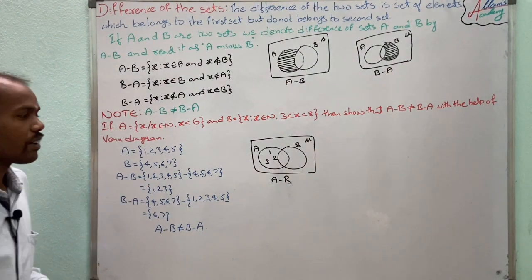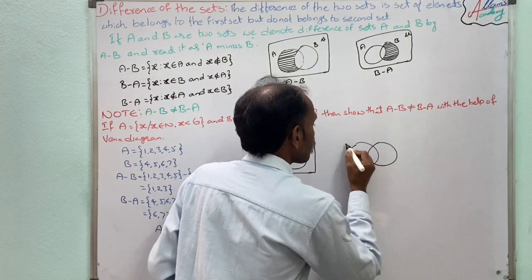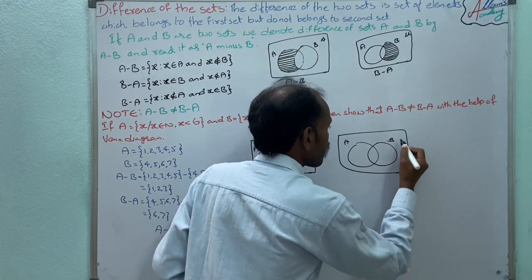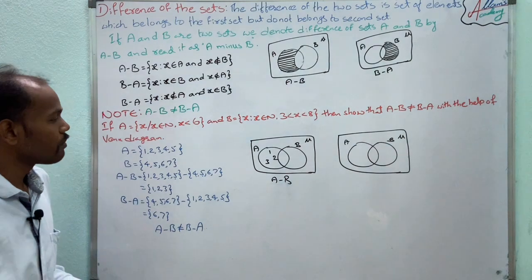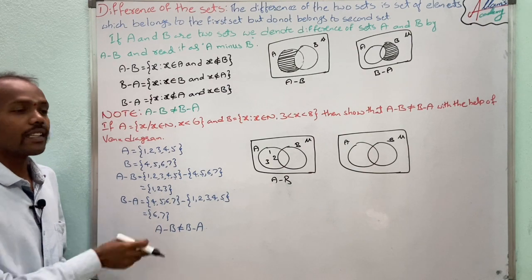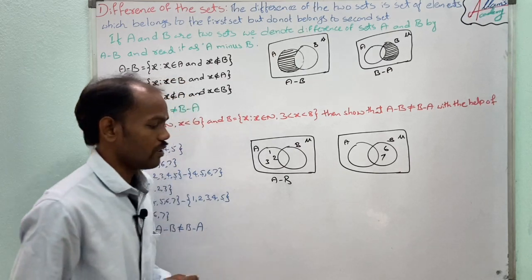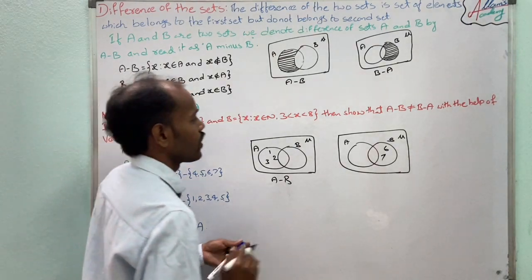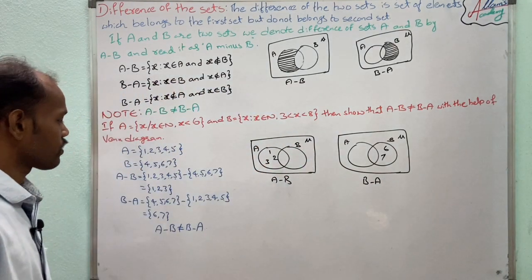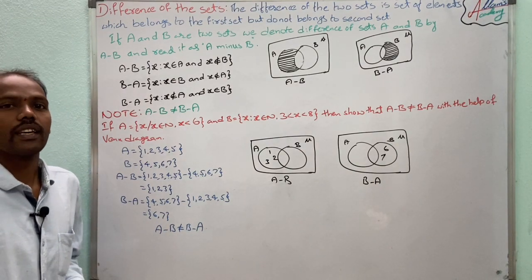And now we show the Venn diagram of B minus A. Here the common elements are neglected in both sets, and the remaining elements of the first set, that is set B, are 6, 7. So it is the answer for the Venn diagram of B minus A. So by observing these two diagrams, we conclude that A minus B is not equal to B minus A.